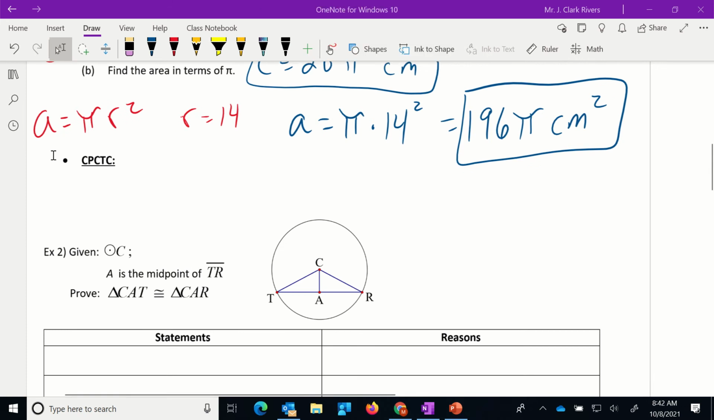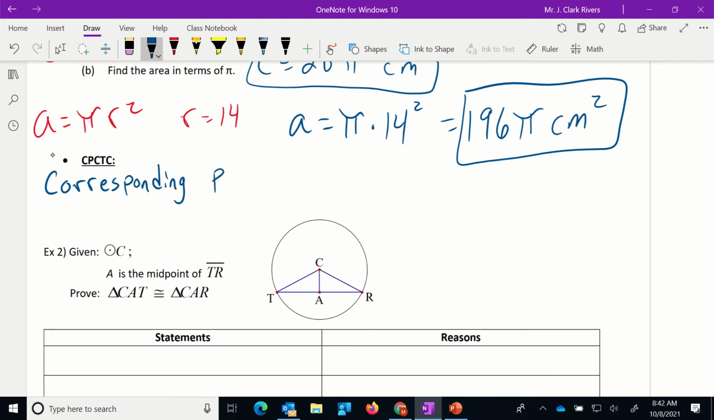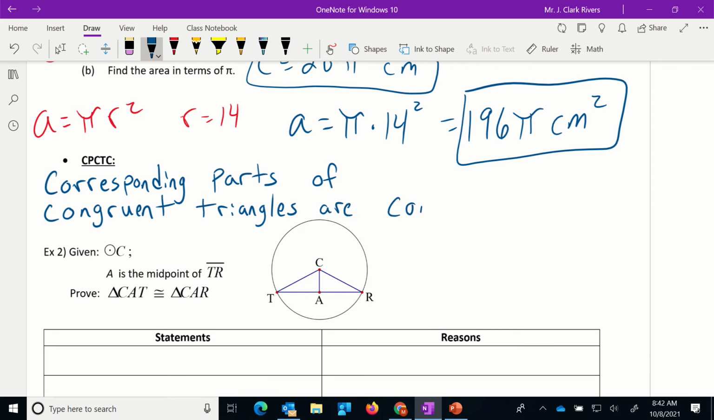CPCTC stands for the following. Corresponding parts of congruent triangles are congruent. And let's read that a couple more times.